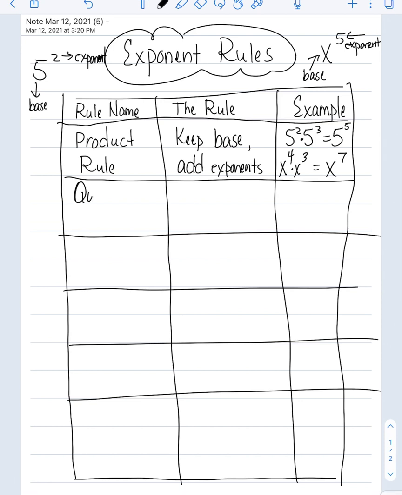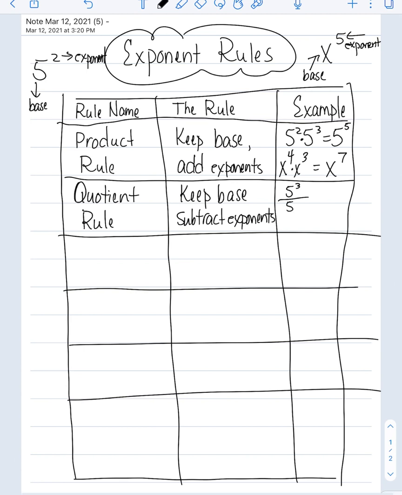Now let's look at the quotient rule. Quotient, you'll remember, is the answer to a division problem. So again, you keep the base and you subtract the exponents. So let's say we had 5 to the 3rd power divided by 5. You keep the base, and look at this. If there's no exponent, there's a 1 there. So 3 minus 1 is 2.